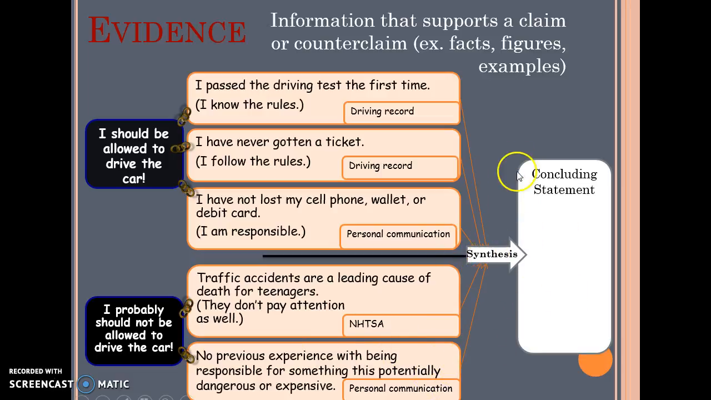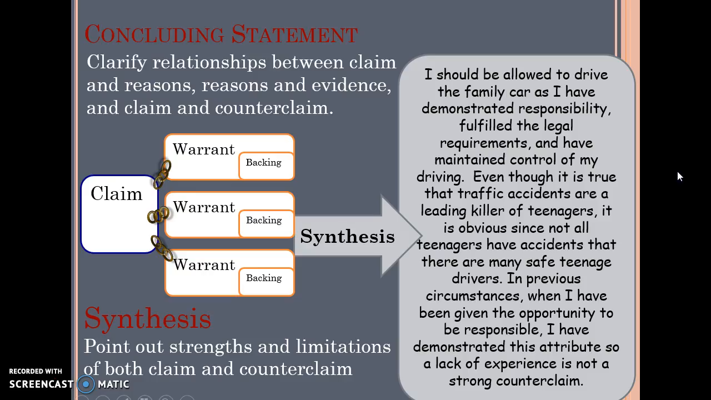Synthesize that information, and you'll be able to develop your concluding statement. Here it is. The concluding statement will clarify relationships between claim and reasons, reasons and evidence, and claim and counterclaim. So whatever your claim is, of course, to have 2 or 3 warrants with backing will support your claim. The synthesis is pointing out strengths and limitations of both the claim and the counterclaim. You want to show the strengths of your claim and the limitations or the weaknesses of the counterclaim. So let's talk about a concluding statement.